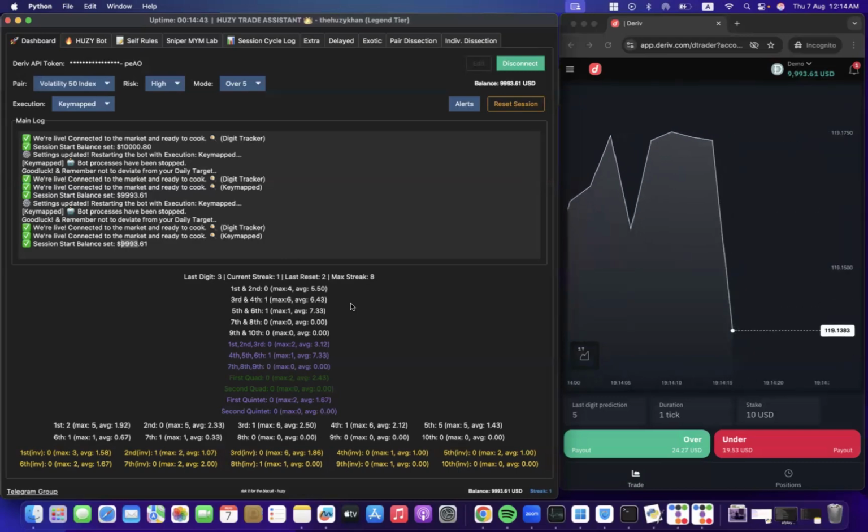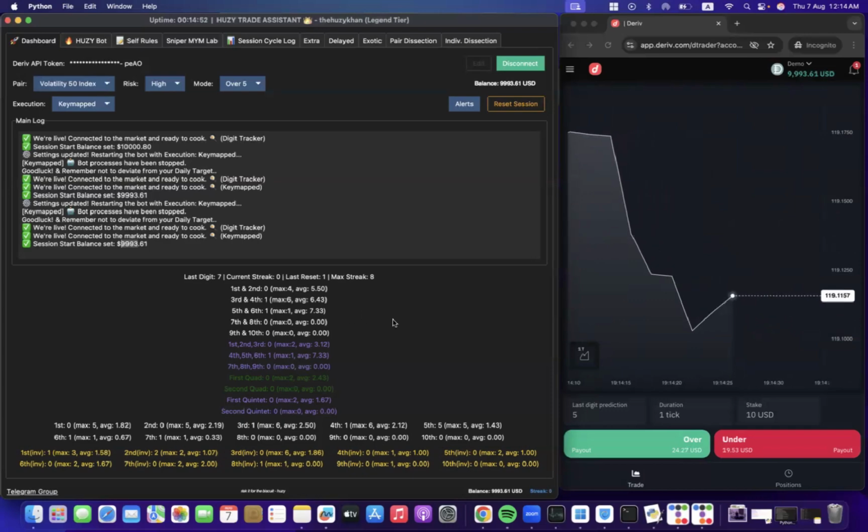This is my balance, and that is how I'm going to be playing this game. That is how I'm going to be managing my risk. So that's how these counters are going to help you.